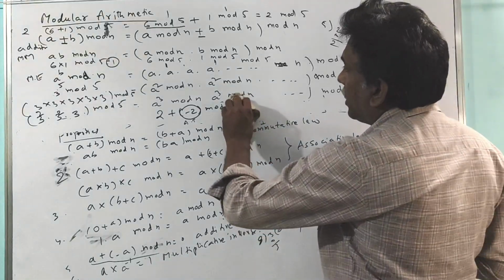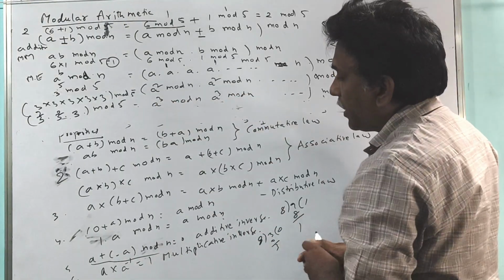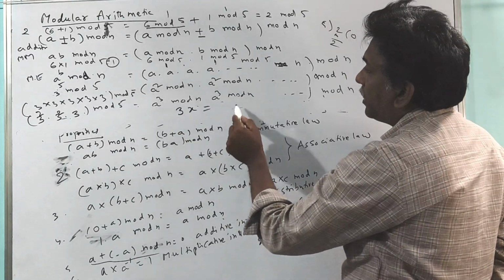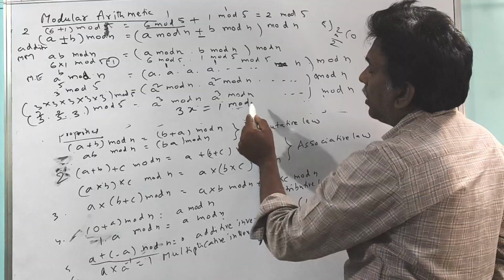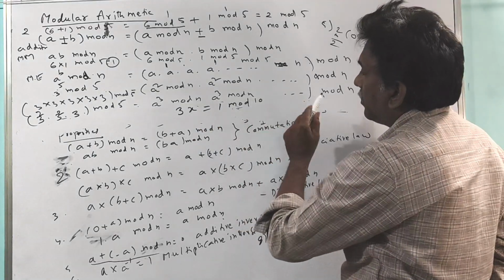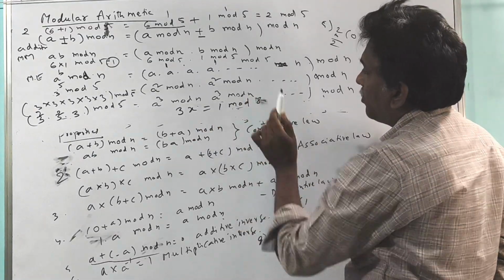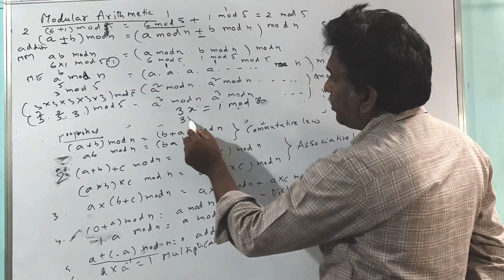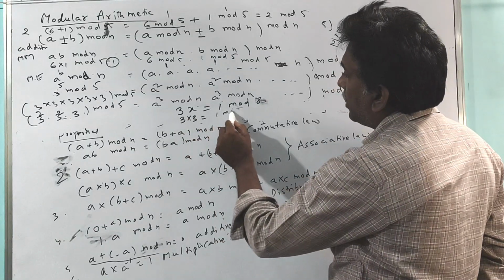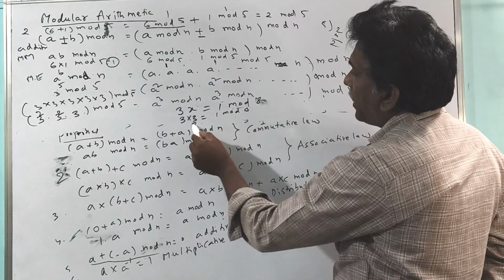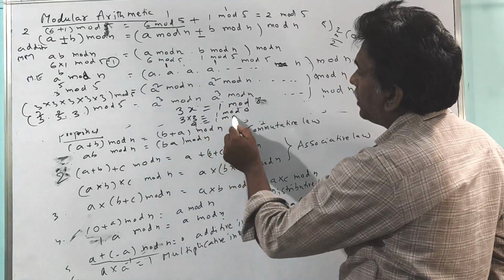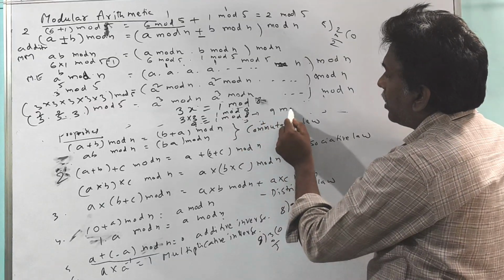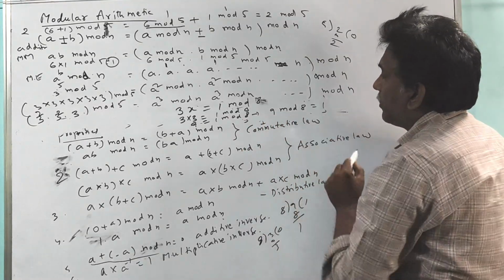Multiplicative inverse is very simple. Multiplicative inverse means suppose 3 times something equals 1 mod 8. Suppose I write x equals 3, then 3 into 3 equals 1 mod 8. So 3 into 3 means 9, and 9 equals 1 mod 8. This can be written as 9 mod 8 equals 1.